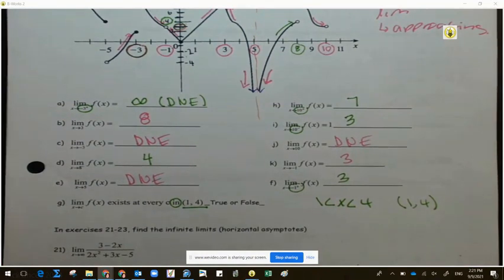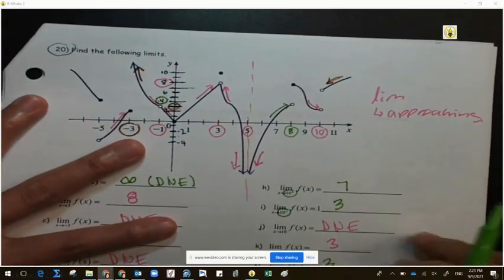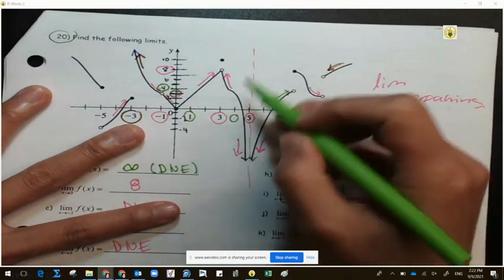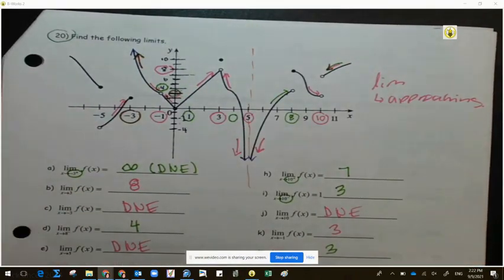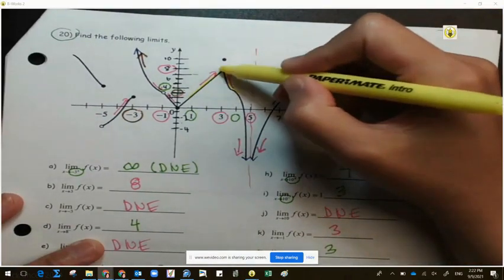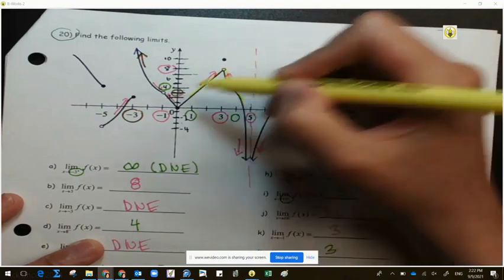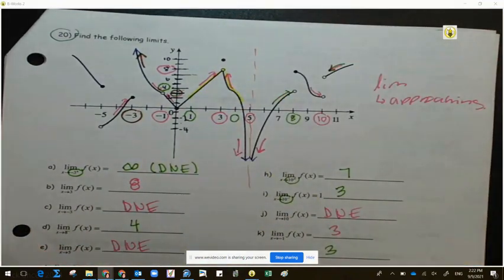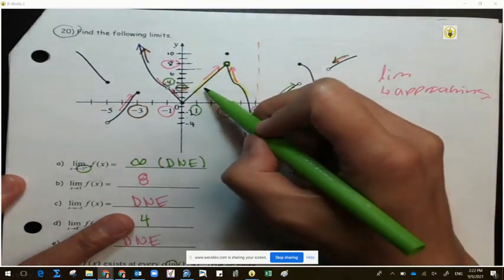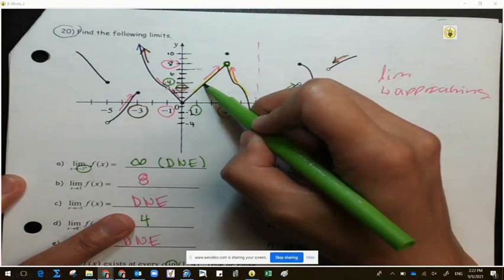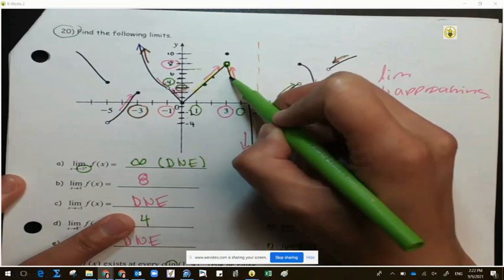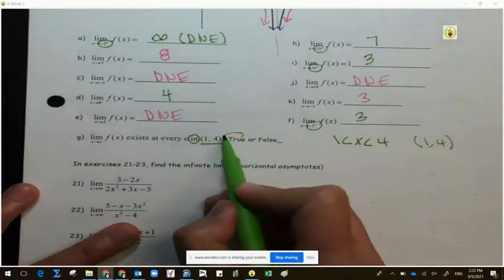So is that true? Let's go ahead and point at it. Y'all ready? Okay, so here's 1, here's 4, and I'm going to highlight the piece. Don't mind me, I kind of went over the open circle, and let me enunciate that. There you go. So if I point here, does a limit exist? Here? Here? Here? Oh, it exists everywhere. True. Boom.